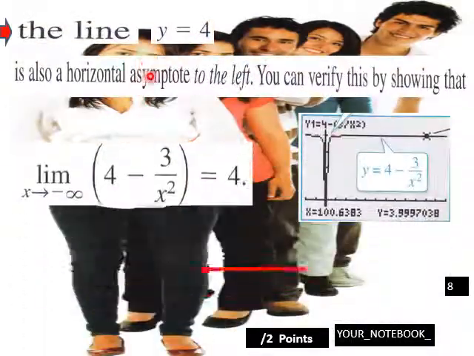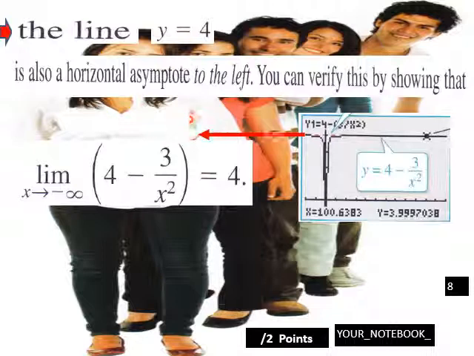The line y equals 4, which is here, is also a horizontal asymptote to the left, so it goes this way as well. You can verify this by showing that the limit as x goes to negative infinity of 4 minus 3 over x squared equals 4. Same thing as it goes this way. Your f of x will equal 4.